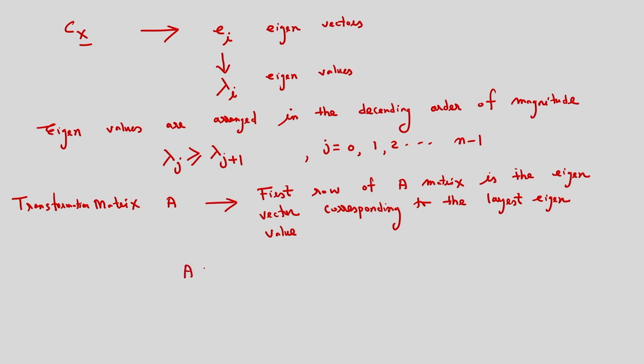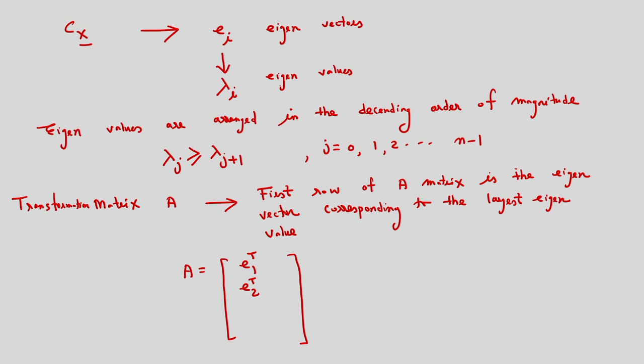So A is a transformation matrix. So you can see I am making the transformation matrix. So first row is the eigenvector. So suppose eigenvector is E1, and this corresponds to the largest eigenvalue. And similarly, E2 is the second eigenvector corresponding to the second largest eigenvalue. And what is the last row of the transformation matrix? It is the eigenvector corresponding to the smallest eigenvalue. So the last row of the matrix A is the eigenvector corresponding to the smallest eigenvalue. So like this, we can construct the transformation matrix.